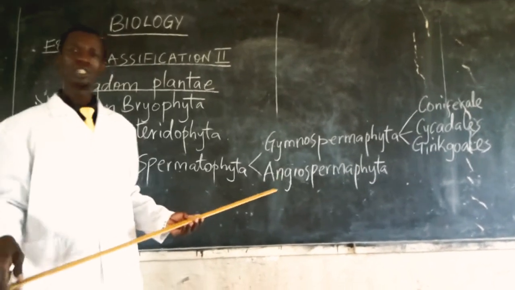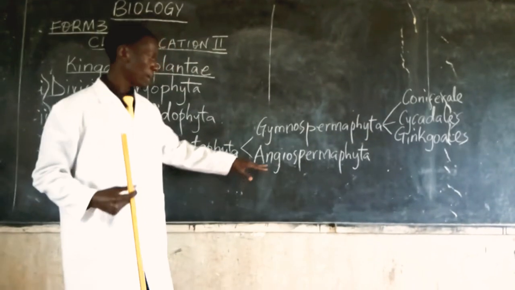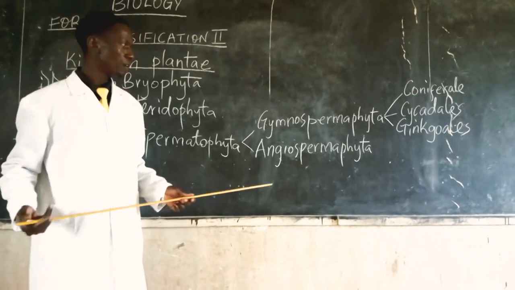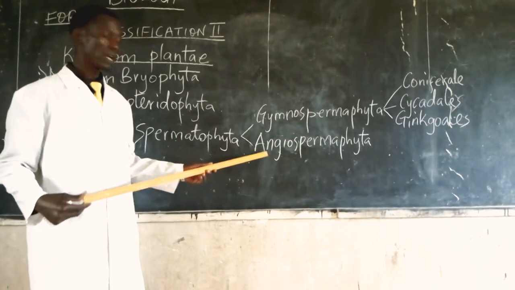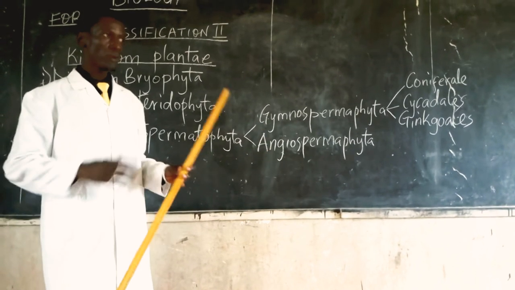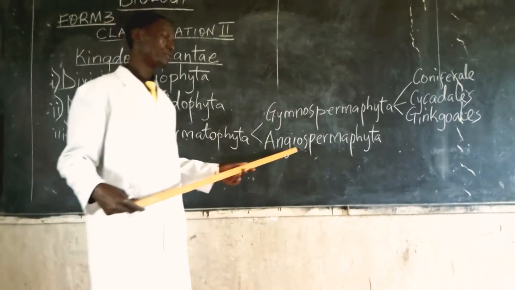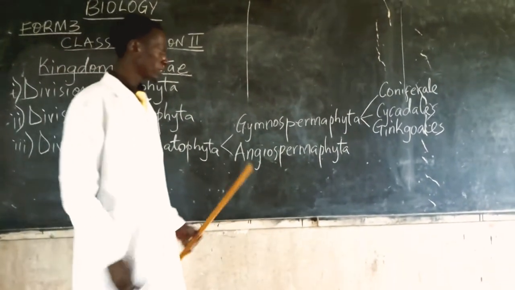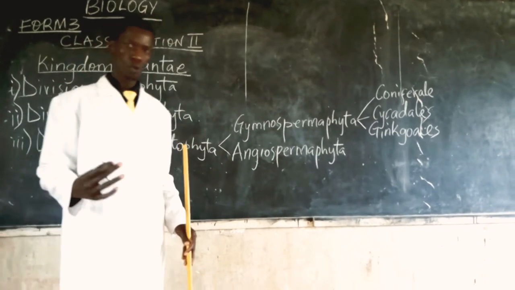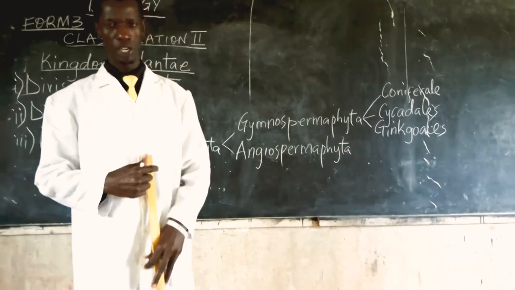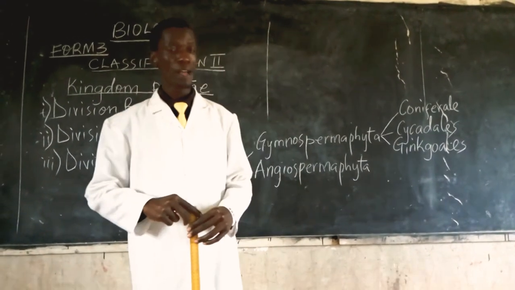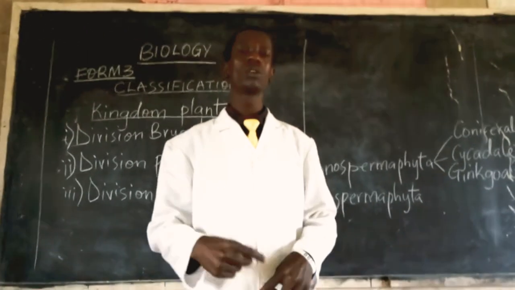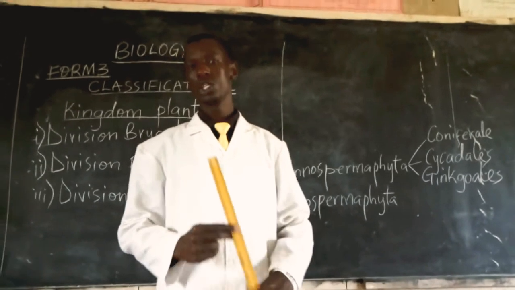Subdivision Angiospermophyta comprises plants which are referred to as the ordinary flowering plants, whose seeds are well covered within the fruit. It comprises 2 classes under it, that is class Monocotyledonae and class Dicotyledonae. Class Monocotyledonae are the ones which have a single cotyledon, while the dicots have 2 cotyledons.